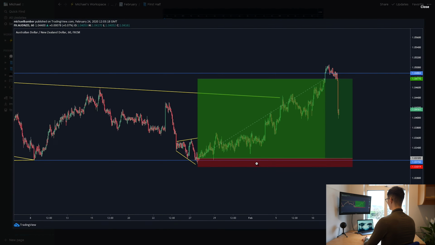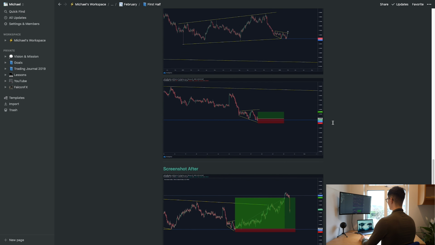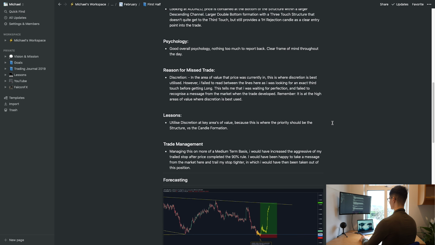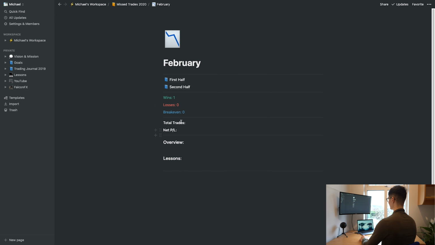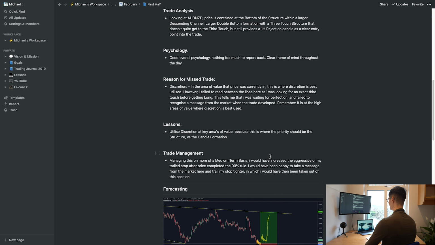So as you can see from that, it played out very, very nicely. Happy with the trade, but obviously I didn't take it, so it's more so just learning from the lessons. At the end of the month, I'll look back on this, put in some key overview, some key lessons here, and then I can apply that into March's trades. So hopefully that helped, and hopefully it gives you a quick insight into how I do that process and the reasons behind that.